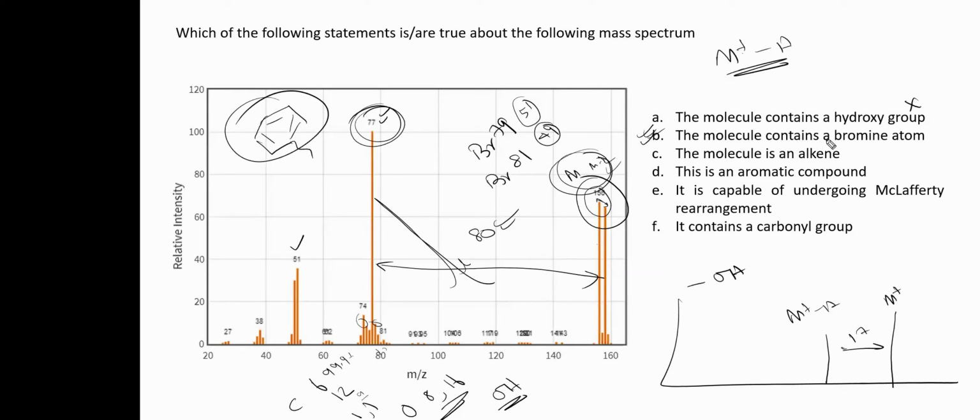The molecule is an alkene? Not necessarily. You cannot say from a mass spec whether you have an alkene or not. But when you see a 77, you can say that you have an aromatic compound. So D is true, B is true. It is capable of rearranging to McLafferty. I'll tell you about McLafferty separately, but you should look for that sign also if the question asks for that. It contains a carbonyl group. Again, we cannot say that based on the mass spec. So B and D are the two correct options.